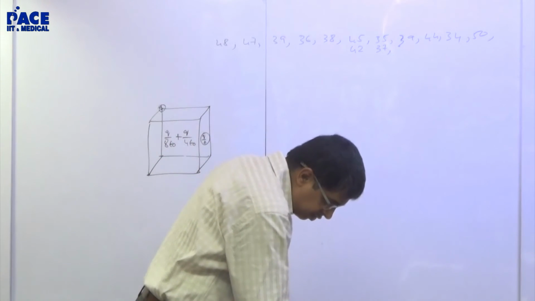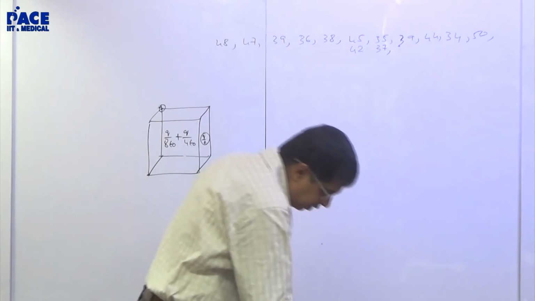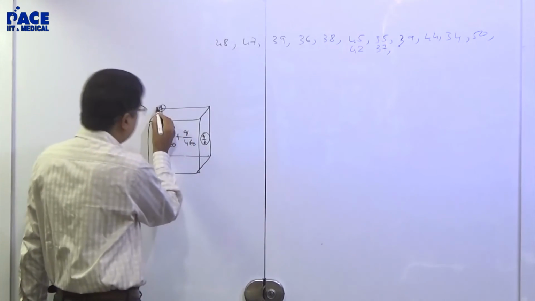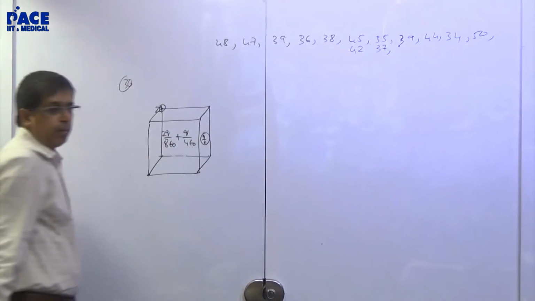Sorry, 2Q is given as it. What is the question number? 36. It seems this value is given as 2Q. 2Q means this will be 2Q by 8.